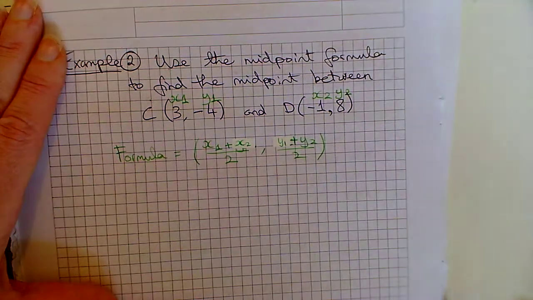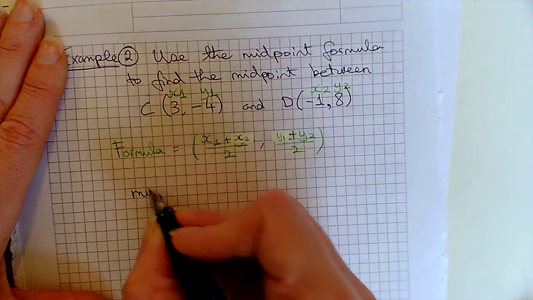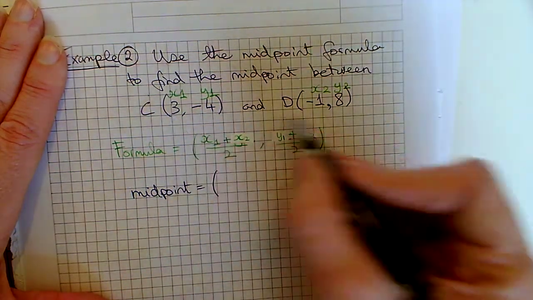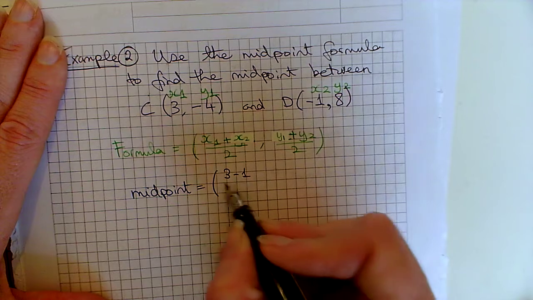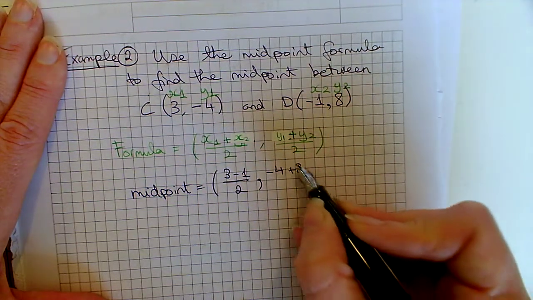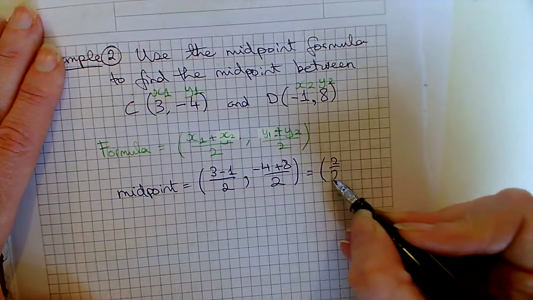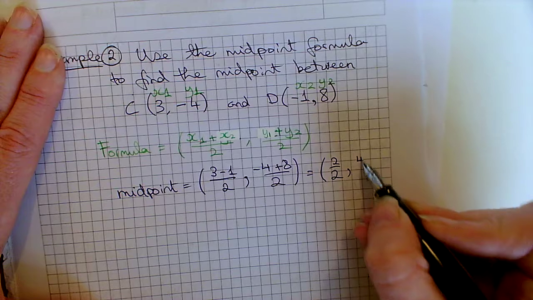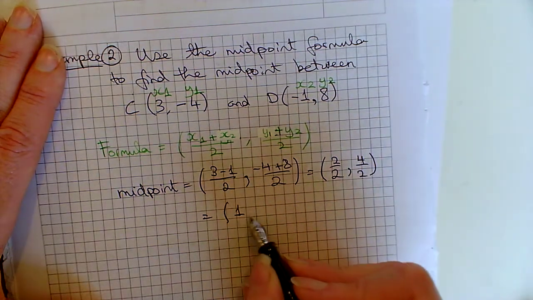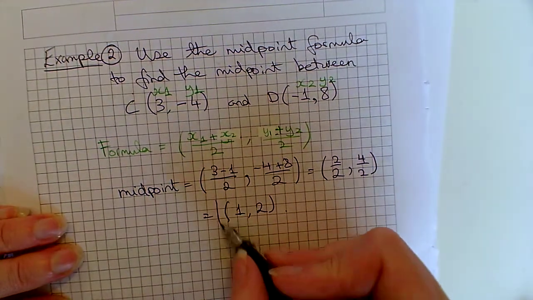What are we actually doing here? We are finding the average of the x values and the average of the y values. So 3 minus 1 over 2 and minus 4 plus 8 over 2. Let's do this one without the calculator. 3 take 1 is 2, 2 over 2, minus 4 plus 8 is 4, 4 over 2, and that will simplify to give me 1, 2. And we don't need to draw it at all, that is the answer.